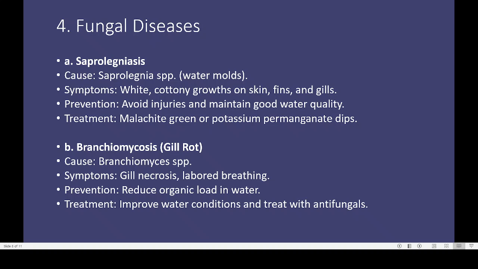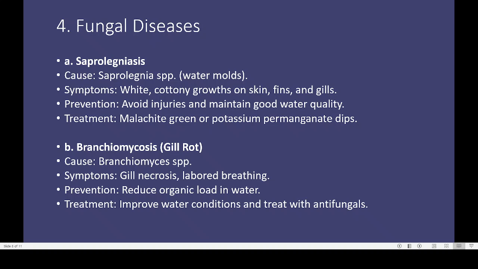Then what we can do to prevent this is reduce organic load. Organic load means whatever organic matter, like plants and other animals, is present in the pond. Reduce the number of plants, reduce the number of other fish growing in the pond. So these are some practices which are used to prevent it.